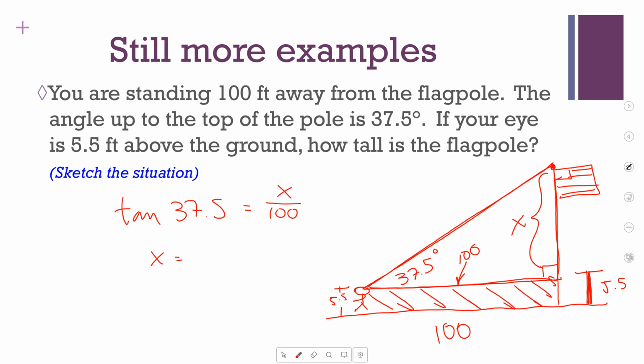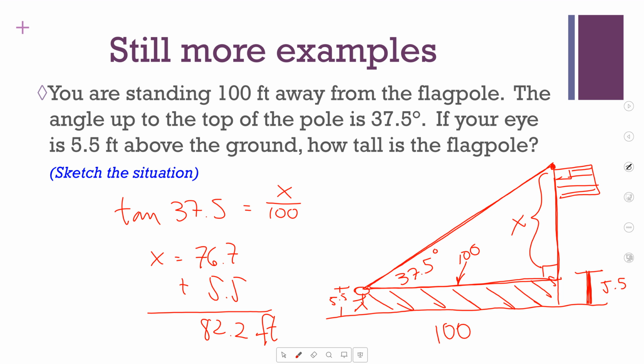I got x equals 134. Holly, what'd you get? I got 76.7. 76.7? That's for x, right? Okay. Negative number? Don't worry. So what's the height of the flagpole? 82. No, it's 82.2. Right.